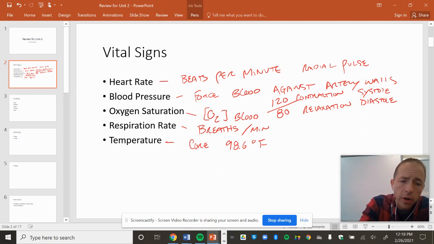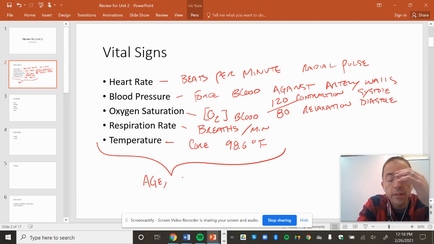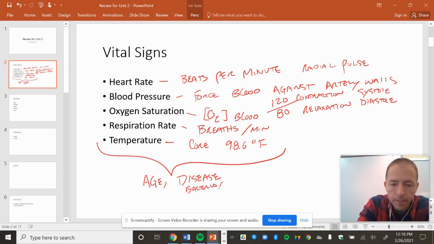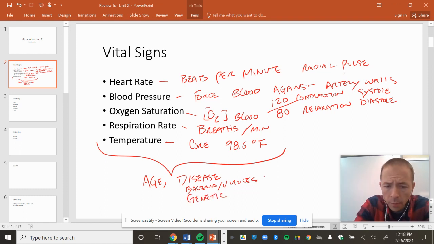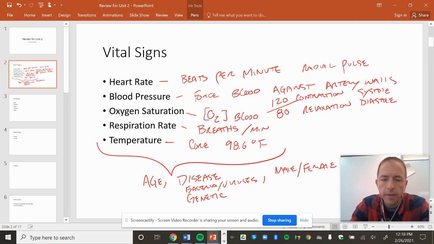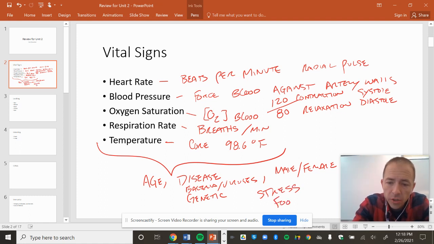All of these things, make sure you realize that these can all be influenced by age. They could be influenced by different types of diseases, both pathogenic ones, so ones caused by bacteria, viruses, and fungi, but also genetic diseases, which we talked about near the end of this unit. This can also be influenced by male or female, right? All these things. And then in addition to that, things like stress or food, right? What you're eating, obesity, thinness, the amount of weight the person has can all influence your vital signs.